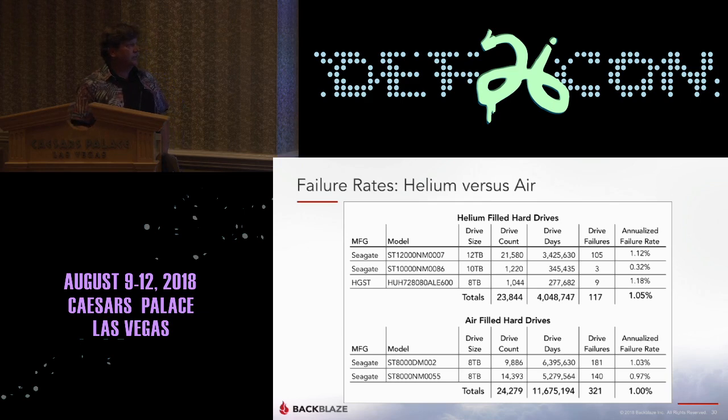And right now, okay, we don't see any difference in the annualized failure rates between helium and air. Right, which actually bodes well. That means they picked a good technology. They moved forward. It didn't cost them anything. You can see the different failure rates out there, and you can compare it. Now, if this were going to be a perfect test, the drive days there would be roughly the same, and they're not right now. So it's not quite apples to apples, but it's pretty good.